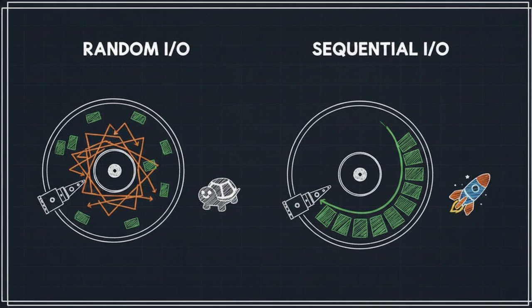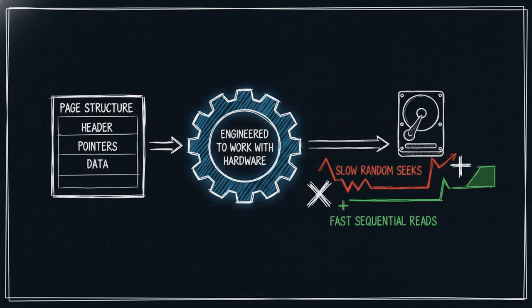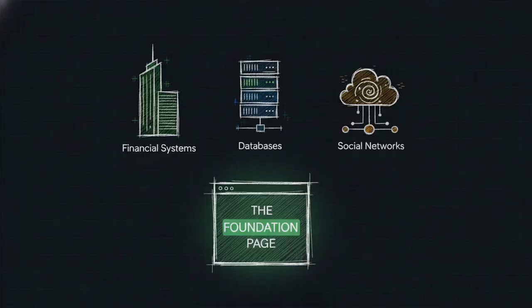The difference in performance isn't small. It's absolutely astronomical. And that, right there, is the entire point. The whole page structure we just walked through is engineered specifically to work with the hardware, not fight against it. The whole design is about one thing: avoiding those painfully slow random seeks and maximizing those super fast sequential reads by loading data one organized chunk, one page at a time.